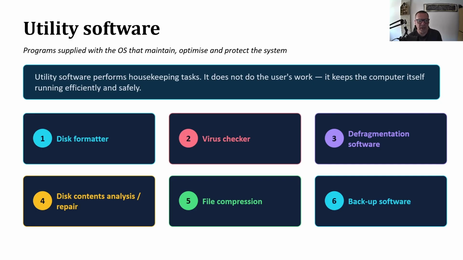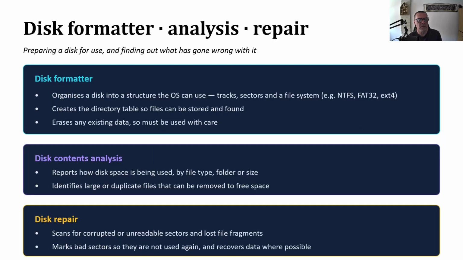They're often in the background. The user may not even be aware of them, but they're still running to make sure the system works fine. So the first one we've got there is a disk formatter. Then we have virus checker, defragmentation software, disk content analysis and repair, file compression, and backups. Let's have a look at these.